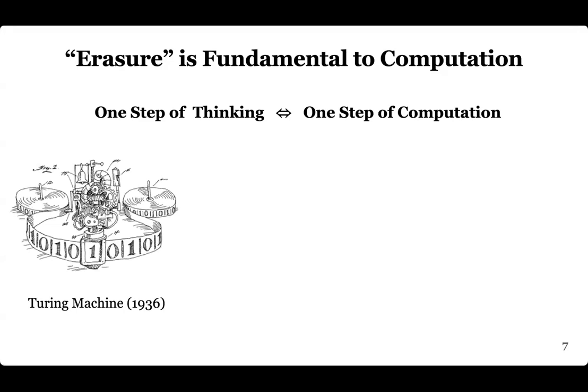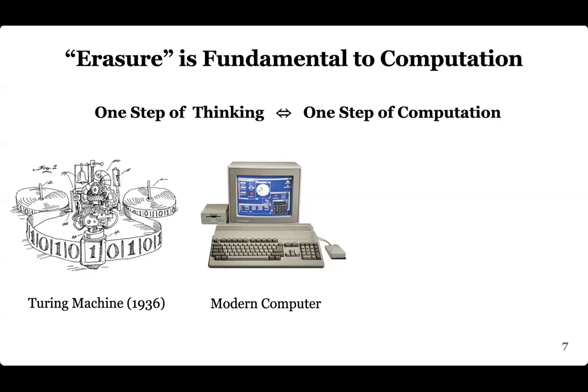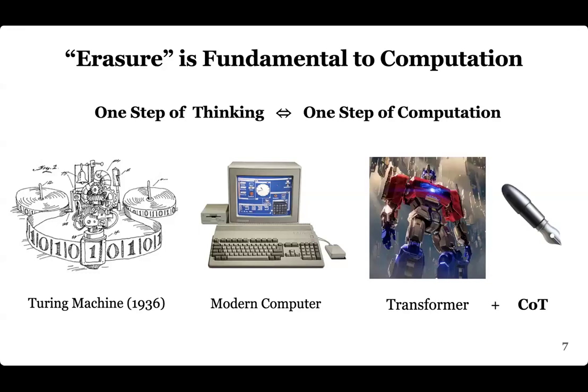From the earliest Turing machine, it can rewrite the tape when it knows that some symbols on the tape are no longer useful. And for modern computers, we store some information, variables, in the memory, and when a variable is no longer useful, we just erase it and store some other things in the memory. But nowadays, using a transformer and chain of thought, it only generates the thought and keeps the generated thought in the memory forever.